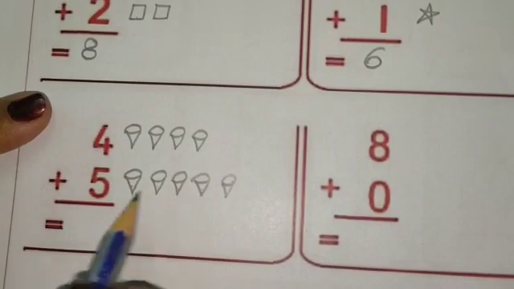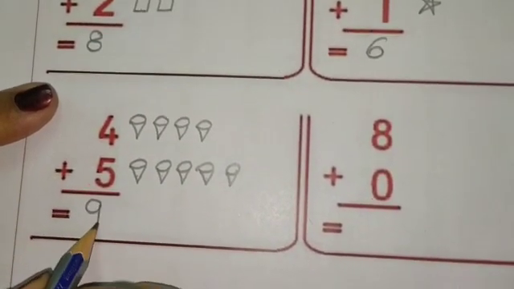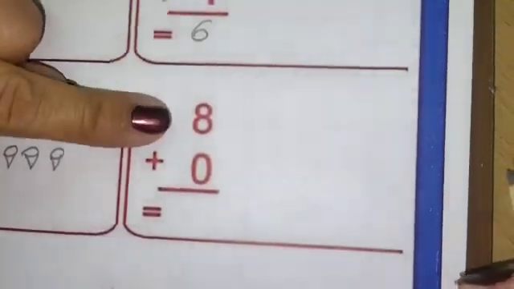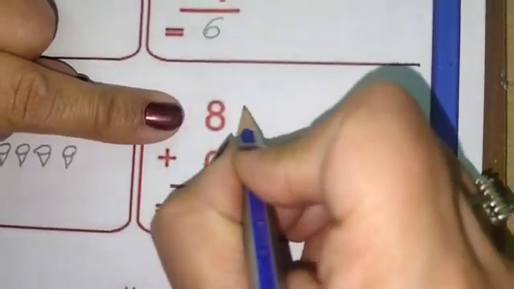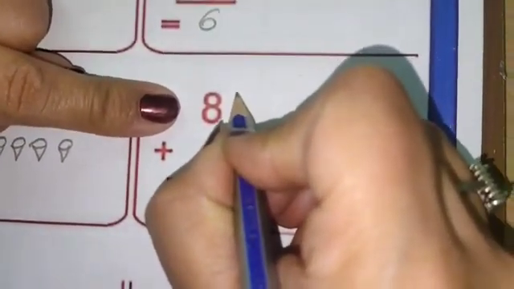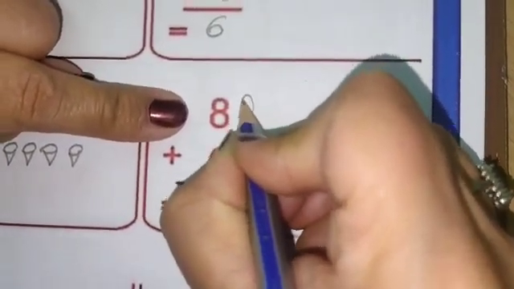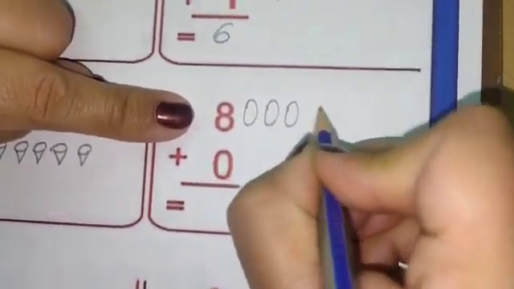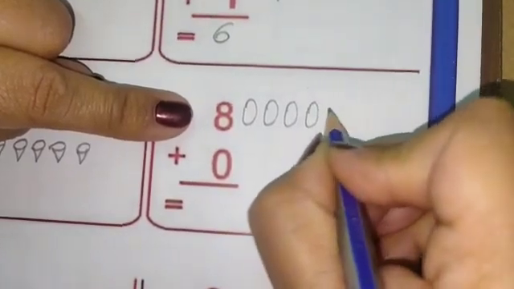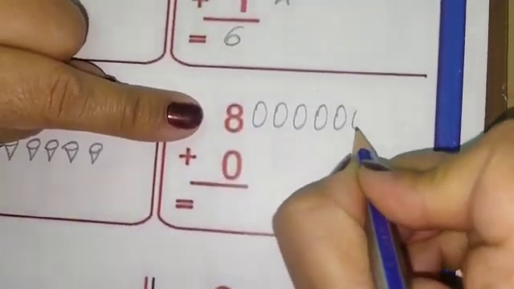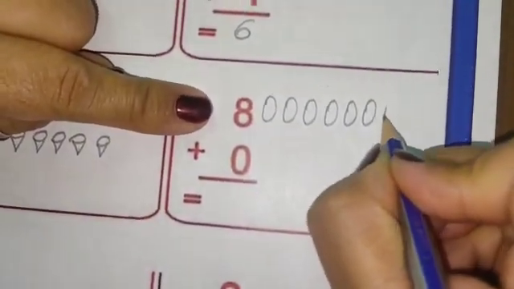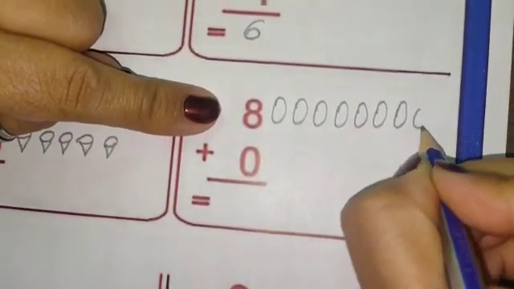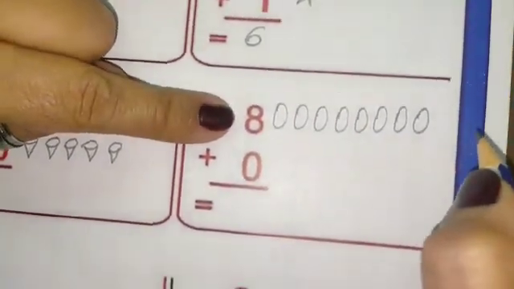So our answer will be 9. Okay. Next we have number 8. So we will draw oval shape. Okay. So 1, 2, 3, 4, 5, 6, 7, 8. 8 oval shape.